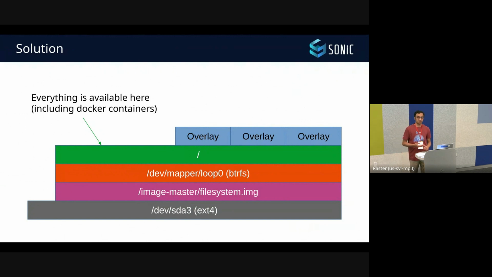So that green layer is what will become root when you log into Sonic. That green layer is basically sitting on top of a single file. Basically, it's reading the contents of that file, interpreting it as a file system. And then the overlay is all of the overlay mounts that Docker creates for its containers.